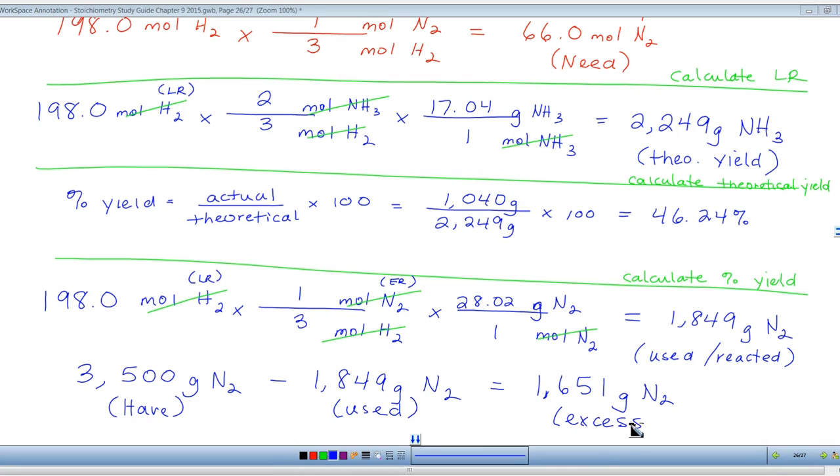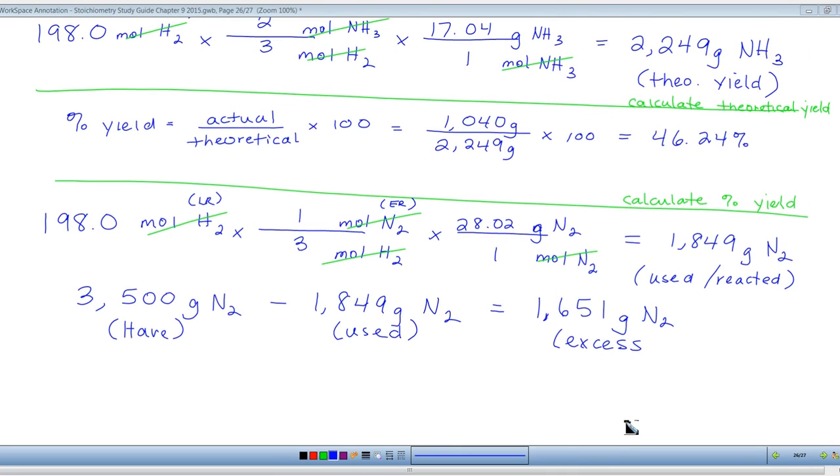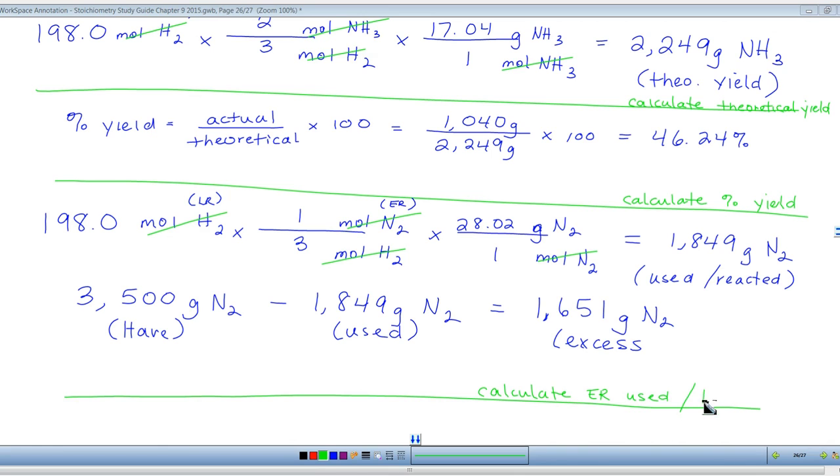Woo! That's a lot of work. That's impressive. That will impress your friends. So finally, our last calculation. We had to calculate the amount of the excess used and left over, or excess. That's just the subtraction. But before we could subtract, we had to figure out the amount of the excess that got used or reacted. Now we just subtract from what we had.